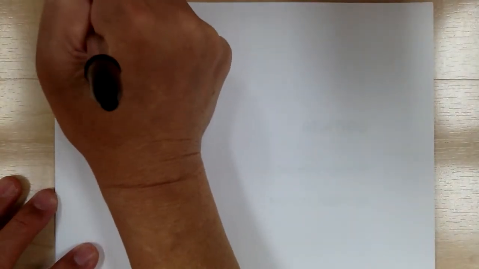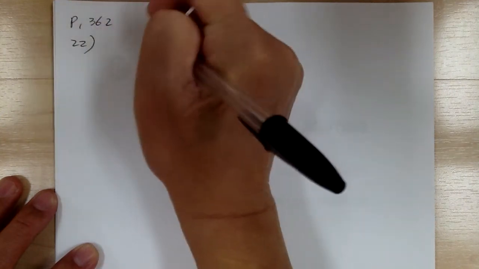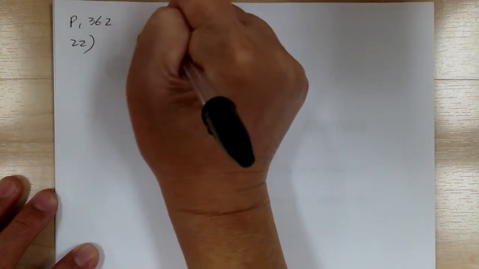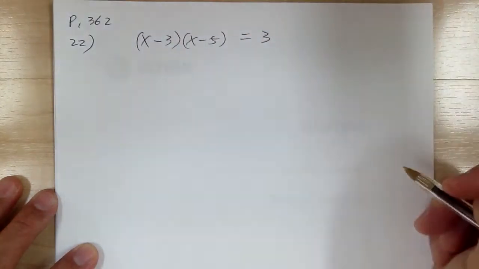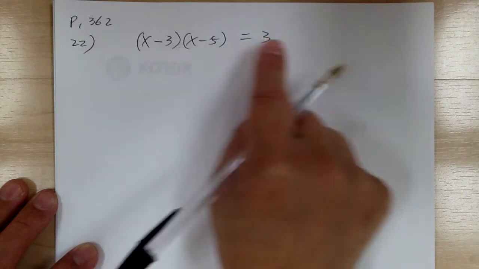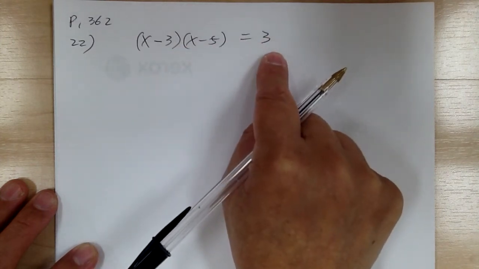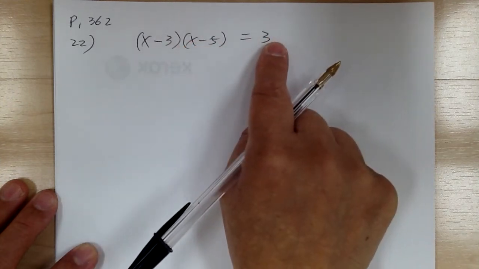Let's go to the next one. Okay, you got x minus 3, x minus 5 equal to 3. Okay. So this is factored, but the factoring is no good because this side is not equal to 0. So you need to undo the factoring and make this side equal to 0.